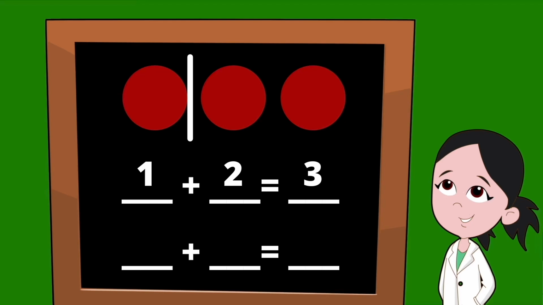Let's move our line over. Well, now we have 2 dots on the left. So when we fill in this equation, we're going to start with the number 2. On the right of our line, we only have 1 dot, so we're going to add in our number 1. 2 plus 1 equals 3. There's your second set of partners, a 2 and a 1. Those are the only sets of partners that will make the number 3. A 1 and a 2, or a 2 and a 1.